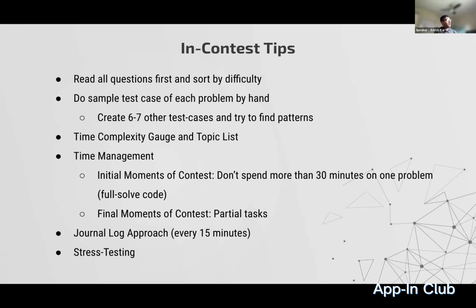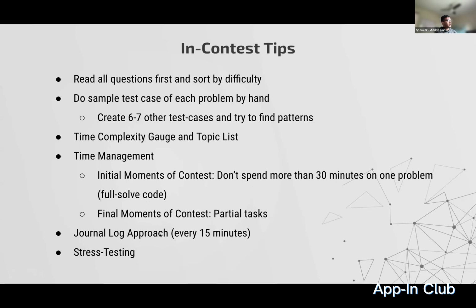And then for the final moments of the contest, you should attempt to get partial tasks. So in the initial moments of the contest, you shouldn't do more than 30 minutes on one problem, but you should try to write code that solves the entire problem and not partial tasks. And then for the final moments of the contest, so probably 30 minutes, you should try to just get all the partial tests that you can.